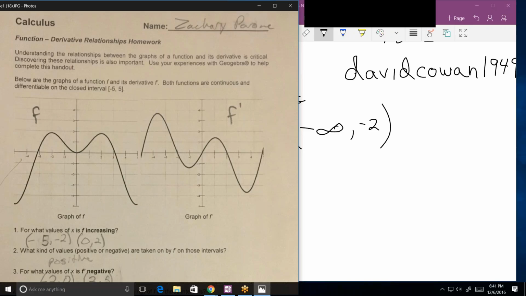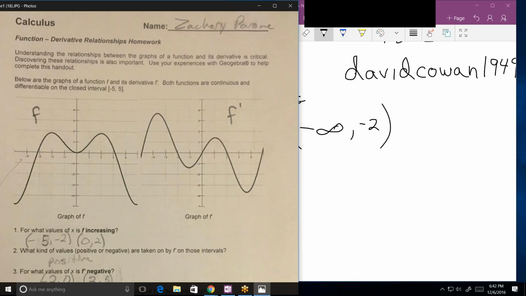Correct. In the x interval from minus 5 to minus 2, the original function is increasing and its derivative is positive. Well, we know that has to go together. Increasing for a function equates to positive for the first derivative. Now let's look where it's decreasing. Where is the original function decreasing? From negative 2 to 0.